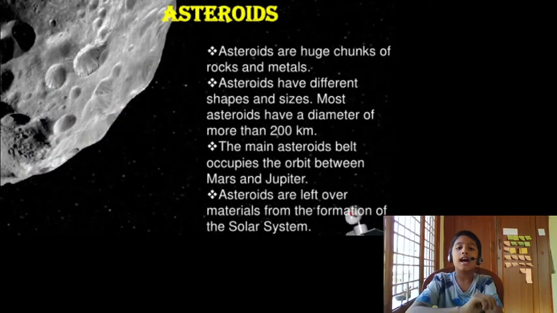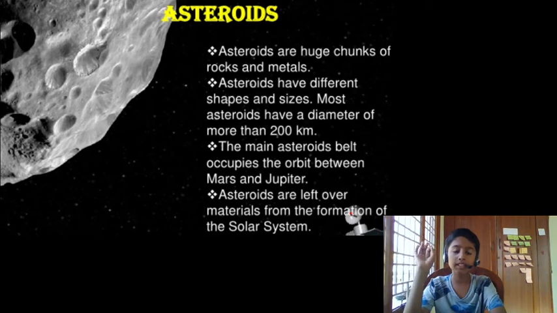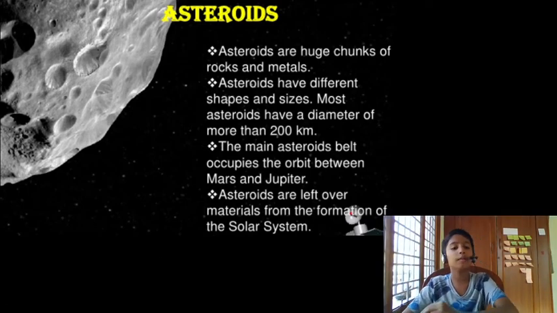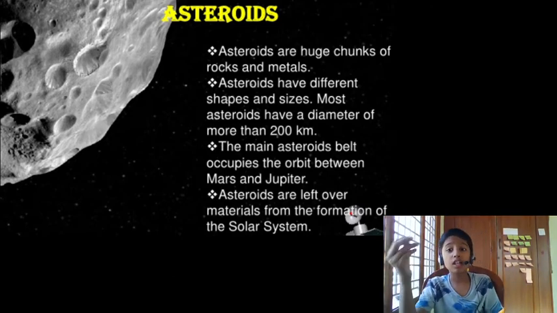So asteroids are huge chunks of rock and metals. Asteroids have different shapes and sizes. Most asteroids can have a diameter of more than 200 kilometers.